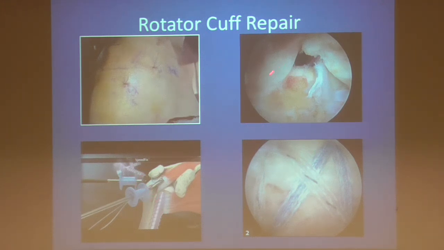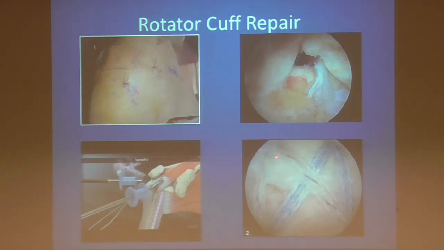And then this would be before the tear is fixed. This is the humerus down at the bottom of the page. That's the greater tuberosity after we've cleaned off some of the bone to get it down to a bleeding bed of bone. And then this is the rotator cuff that you're looking at here that's torn. This was a supraspinatus tendon.